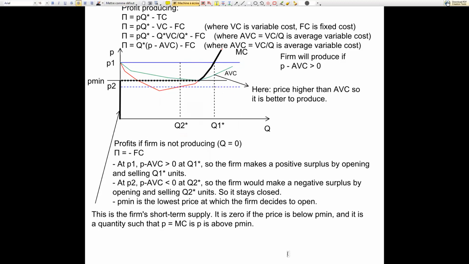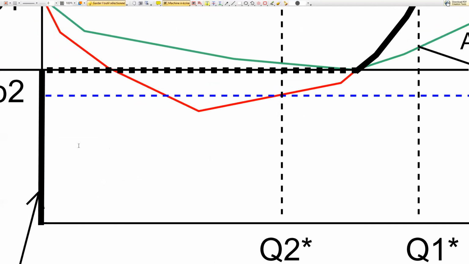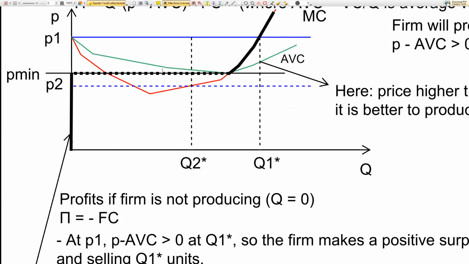Yeah, because it's really a jump there. So imagine that the price Pmin is 10, okay? If the market price is $9.99, I decide it's not worth it. I don't open my store. Then if the price becomes $10.01, okay, good, I decide to produce here.